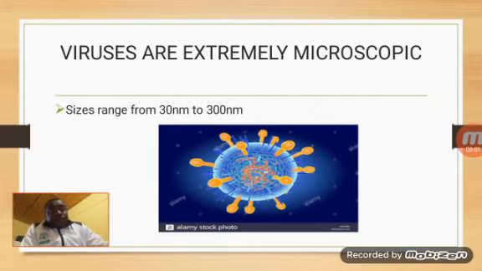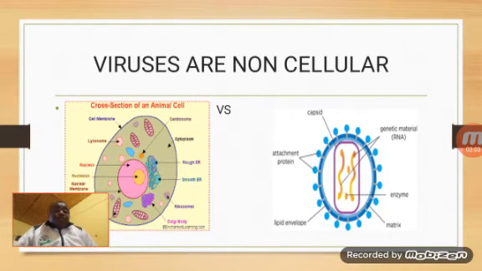Viruses are also said to be non-cellular. So what do they mean when they say something is non-cellular? By non-cellular, they mean that this organism is not made up of cells. An organism that is made up of cells, its cell must contain the following organelles: a cell membrane, a nucleus, mitochondria, cytoplasm, etc., even the cell wall. But a virus does not have any of these organelles, so it is said to be non-cellular.